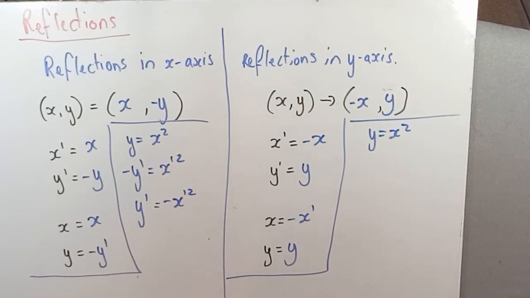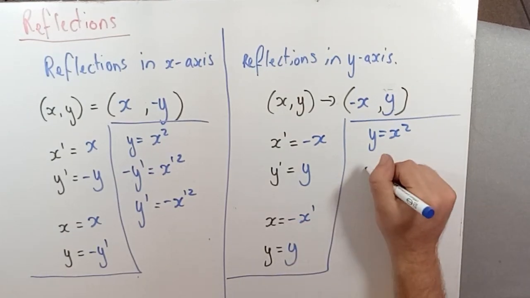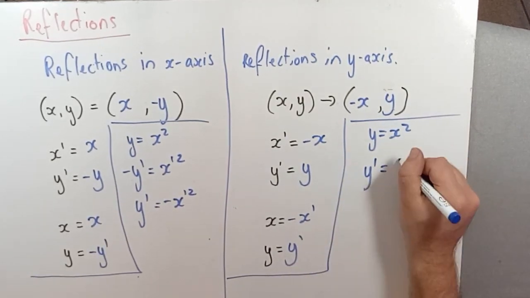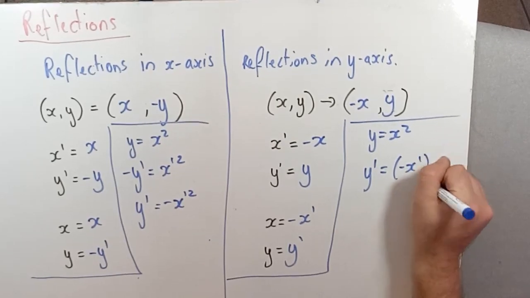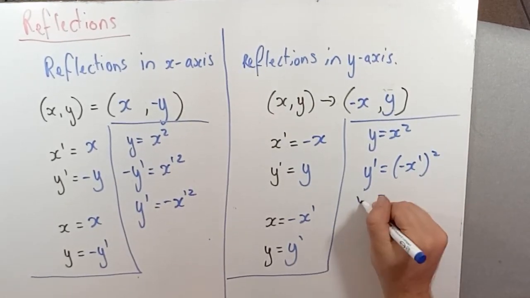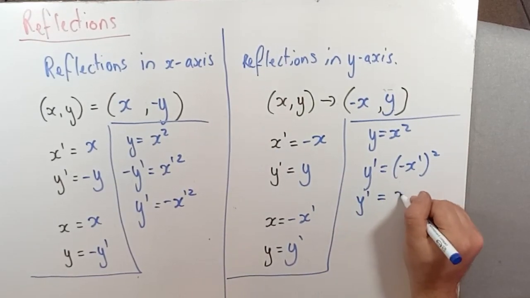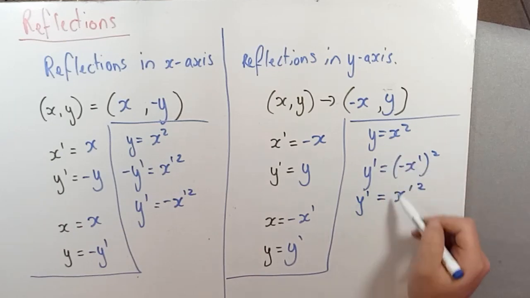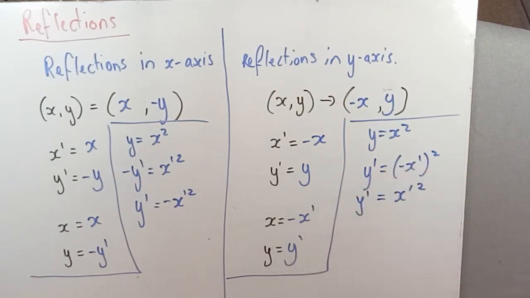Okay, let's have a think about this. If we put in y is the same as y image, and x is going to be negative x image, squared. When you square that negative, what do we get? We get a positive answer, don't we? So this is going to be x image squared, which is the same graph. We didn't do anything. And that makes sense.